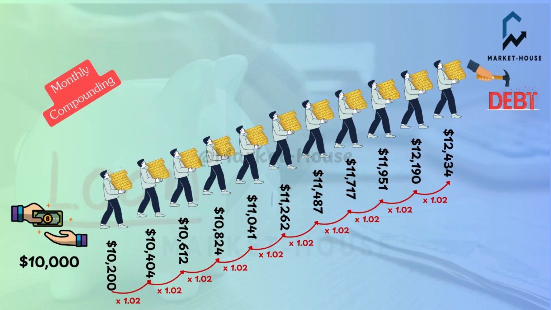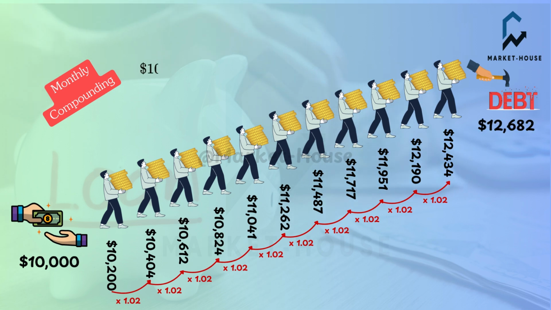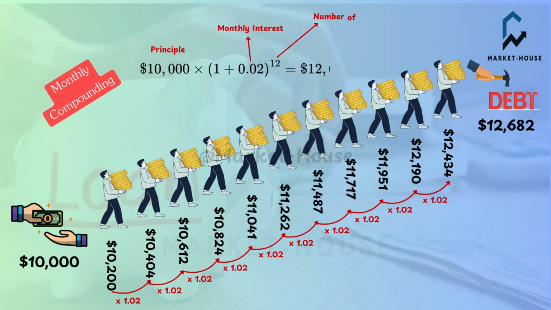But with monthly compounding, the interest is calculated 12 times a year and the balance is growing 2% at the end of each month. That means, by the end of the year, you owe $12,682, or 10,000 times 1.02 to the power of 12. That's $282 more than with annual compounding.